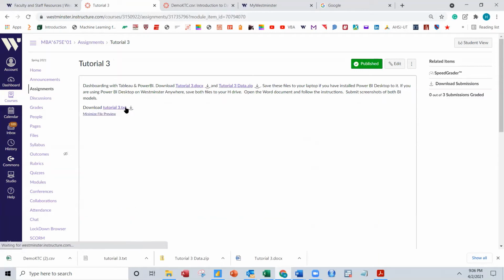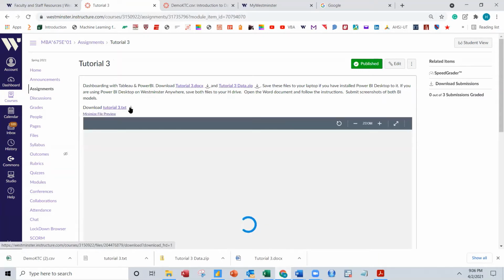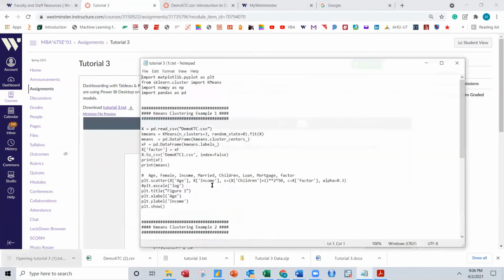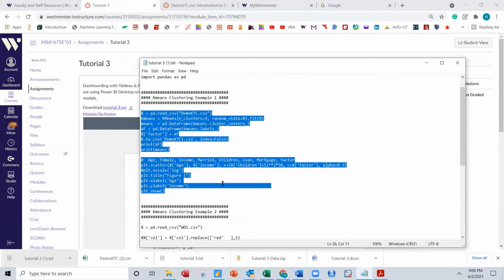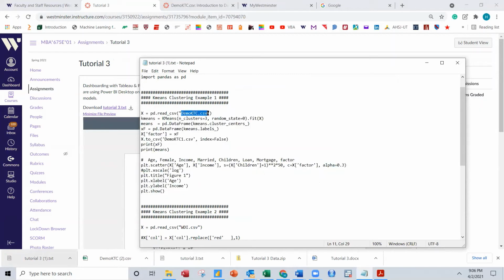So what Python's going to do, let me just download it. You want to put that code in one Jupyter Notebook input box, right? And run that. And this is going to do what? This is our data set that you downloaded, right? It's going to do 3 clusters, but it's going to do all of the variables.